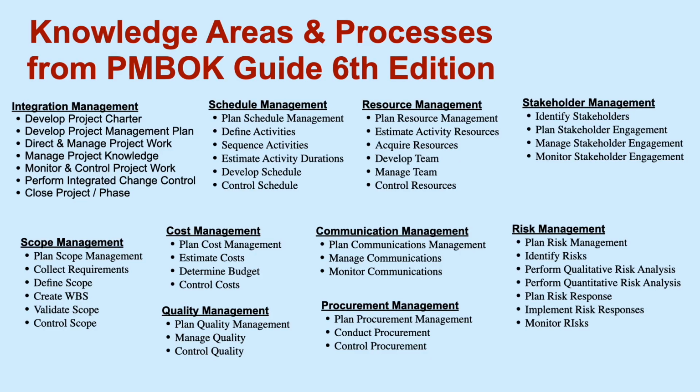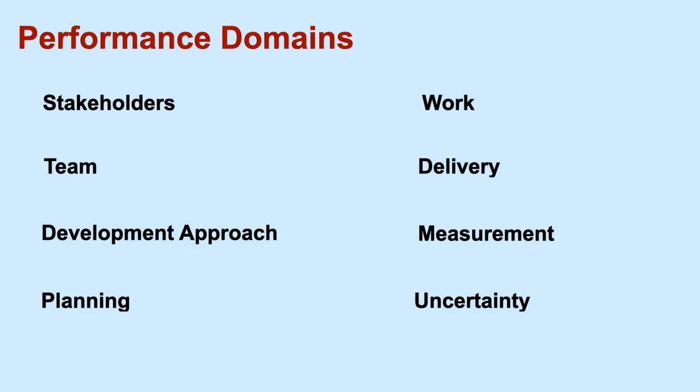This change here explains why the 7th edition no longer focuses on the 12 different knowledge areas, ranging from integration, scope, procurement, and quality, and instead focuses on what's called 8 different performance domains: stakeholders, team, development approach, planning, work, delivery, measurement, and uncertainty.